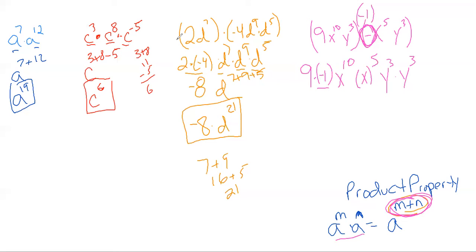So 9 times -1 is -9. x to the 10th times x to the 5th is the same thing as x to the 10 plus 5, and y to the 3rd times y to the 3rd is the same thing as y to the 3 plus 3. And we just rewrite it: -9, x, 10 plus 5 is 15, y to the 3 plus 3, which is 6. And there we have it. We have just simplified using the product property.